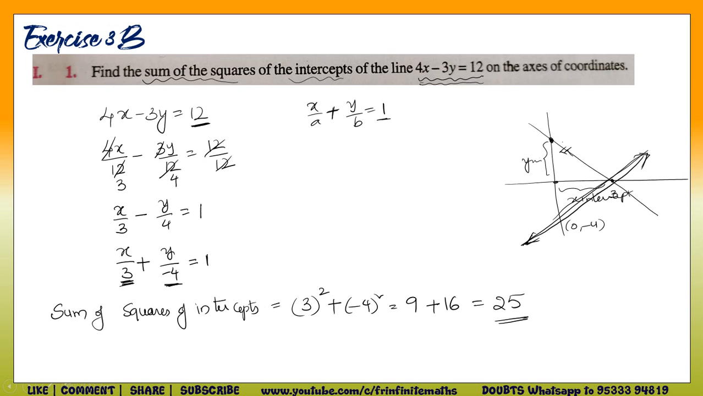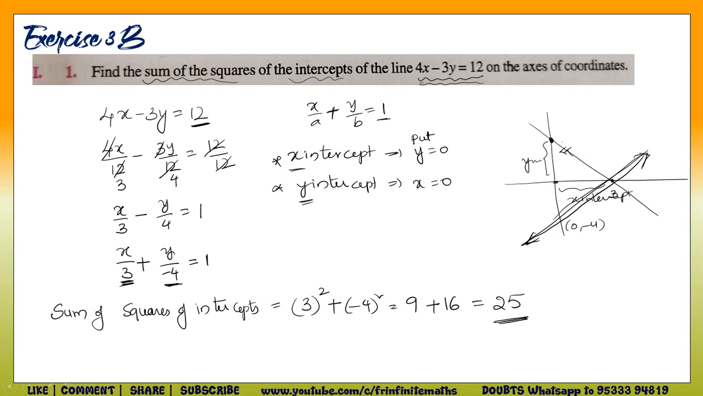There is one more way. If you want the x-intercept, remember this, put y is equal to 0. The same way, if you want the y-intercept, simply substitute x is equal to 0. Then you are going to get the x-intercept and y-intercept. Since you are getting the x and y-intercepts, directly you can find the sum of squares of the intercepts. Hence for this question the answer is 25.